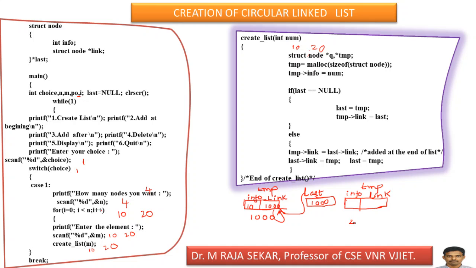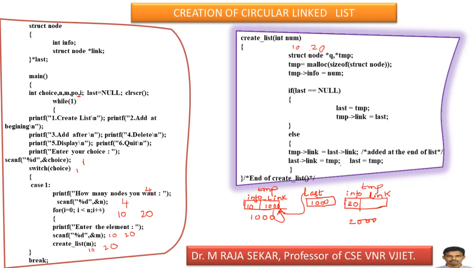Let me say this node address is 2000. tmp = malloc(sizeof(struct node)). tmp->info = num. What is my num value? 20. Therefore, tmp->info means 20, isn't it?